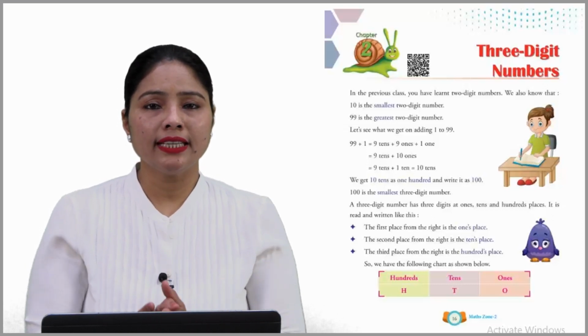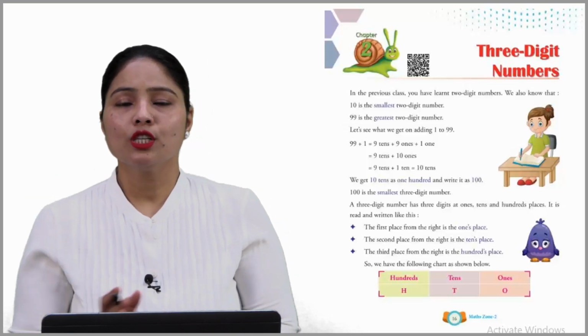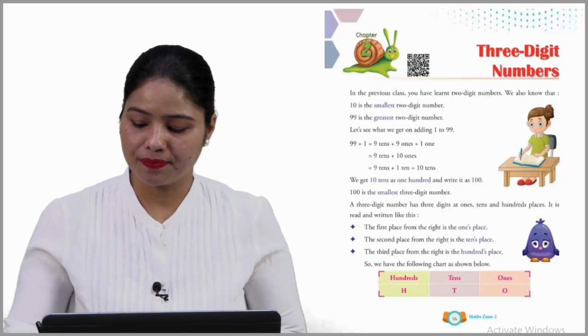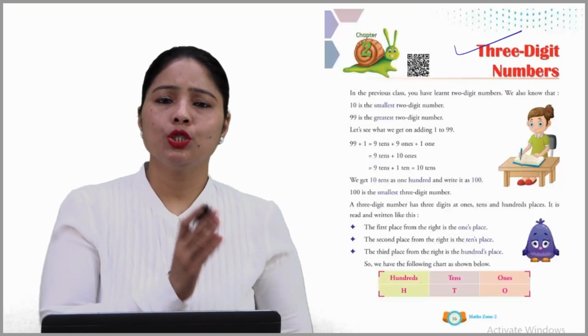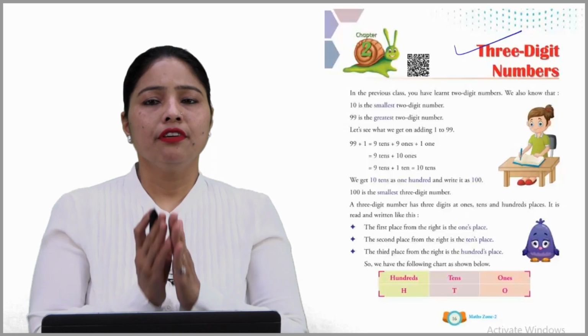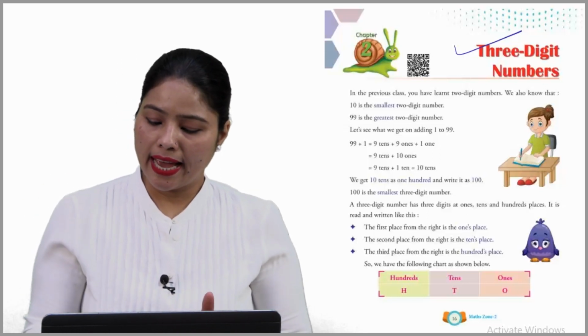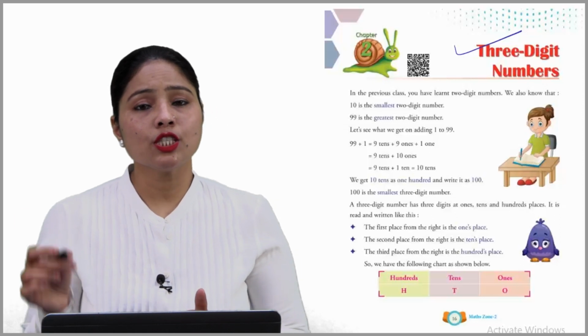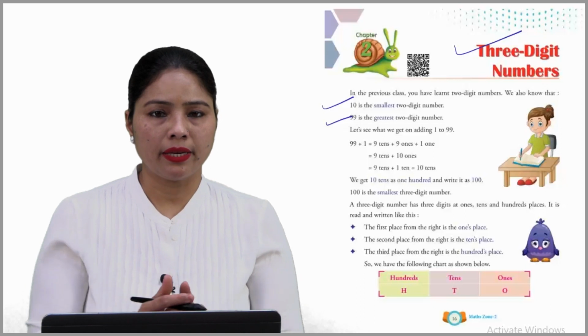So children, today in this class we are going to learn about 3 digits number. So let's start with that. In the previous class you have learned 2 digits number. We also know that 10 is the smallest 2 digits number and 99 is the greatest 2 digits number. Okay, हमें पता है 10 और 99 के बारे में.